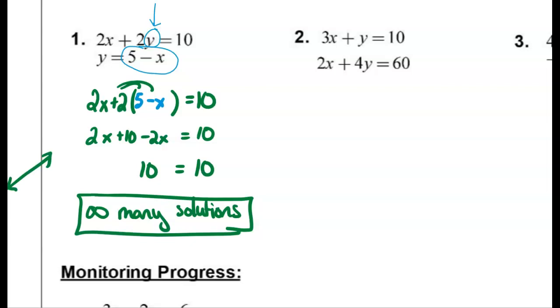What the graph of infinitely many solutions looks like is that it has some type of a line, and the other line is the exact same line, and so they're graphed on top of each other, meaning they have infinite intersections forever.